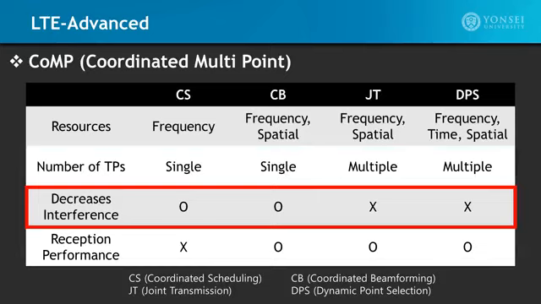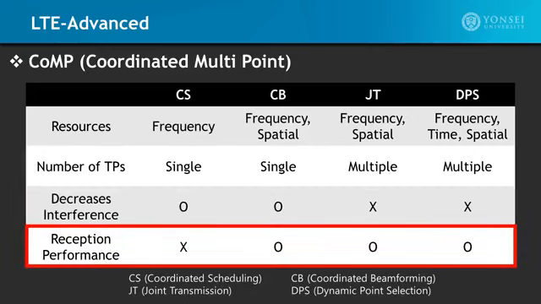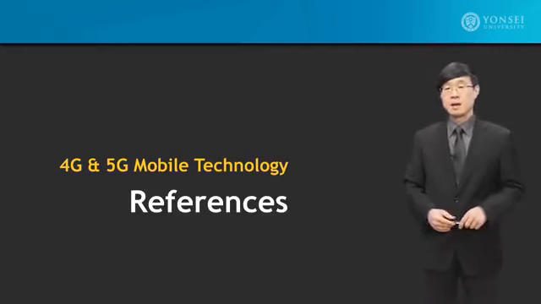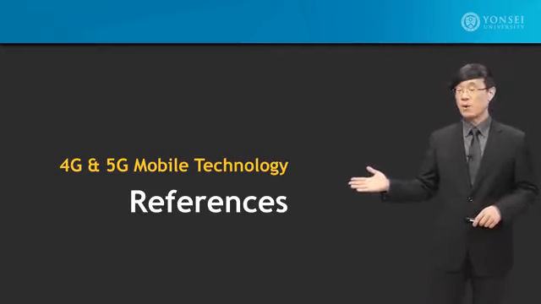Decreases interference: in CS and CB, this is where the interference decrease effects are obtained, but for JT and DPS, not that much. On the other hand, reception performance-wise, CS is a little bit lower compared to CB, JT, and DPS technologies. These are the references that I used, and I recommend them to you.